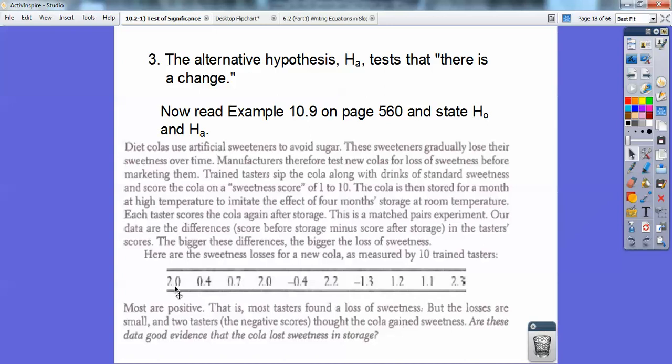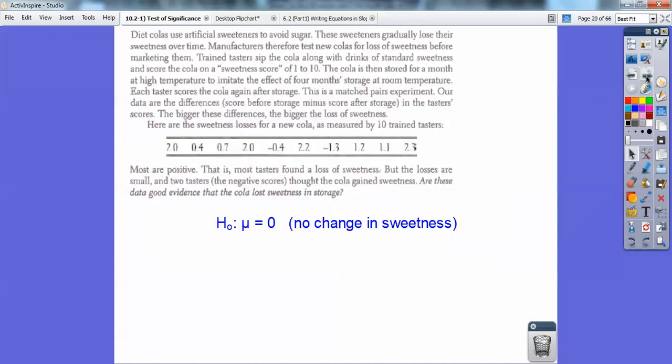This 2.0 means it lost sweetness. This right here, this negative 0.4 means it gained sweetness. So what they did is they stored this cola at a higher temperature to simulate the passage of time, and they had these 10 testers see if those colas lost sweetness. So remember, the positives mean that they lost sweetness. It's kind of backwards, and the negatives mean that they gained sweetness. Okay, so here they are right there. I just put that up there.